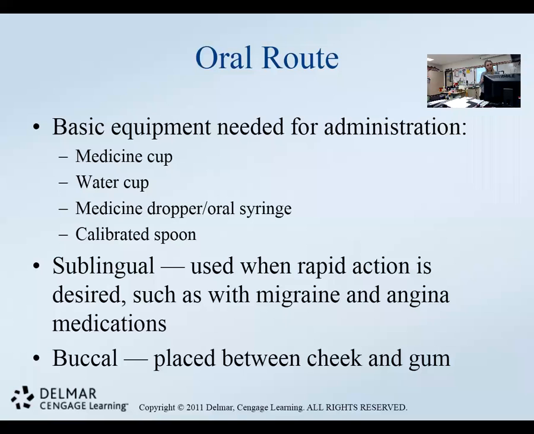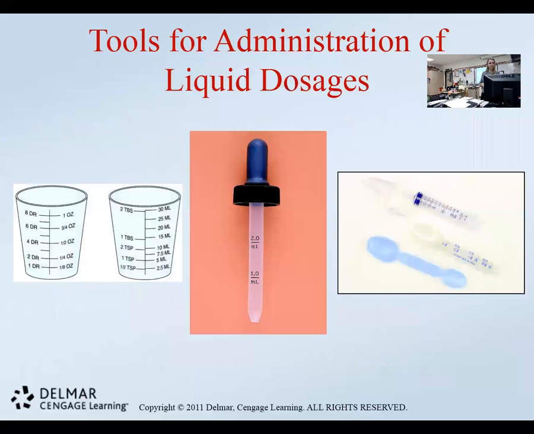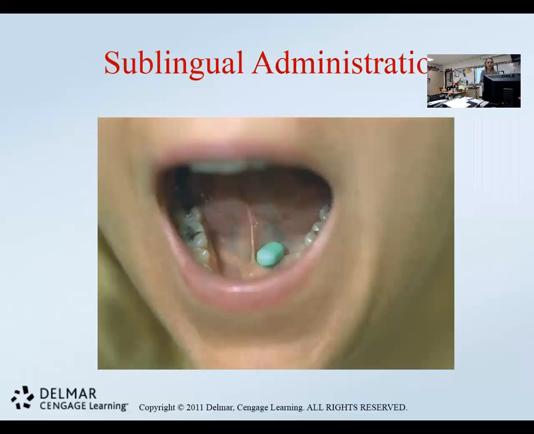And there's other ones too, but buccal means cheek, so you put it between your cheek and gum, so you let it absorb there. There's a dropper, medicine cup. This is an oral syringe. It's kind of hard to see on here, but it's got a little tip on it. Sublingual is under the tongue.